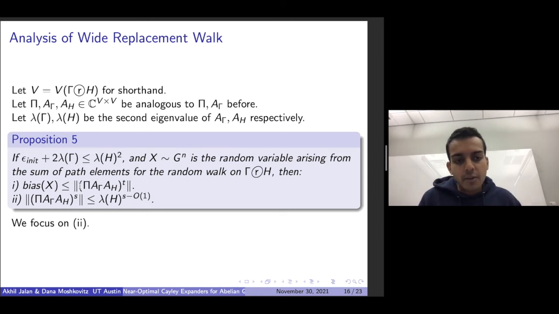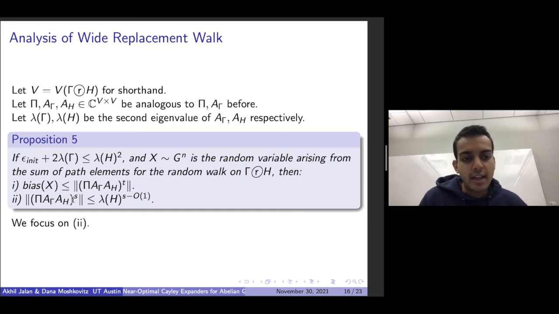So again, we have our pi, which tracks the membership in different buckets, and now we have the adjacency matrix of gamma and H. And this is sort of abusing notation because these aren't strictly the adjacency matrices of gamma and H. They actually operate on some tensor product space, but we'll ignore that detail for now. So then the claim is that we can bound the bias of X in terms of a matrix norm, and unlike before, the matrix norm does shrink fast enough.